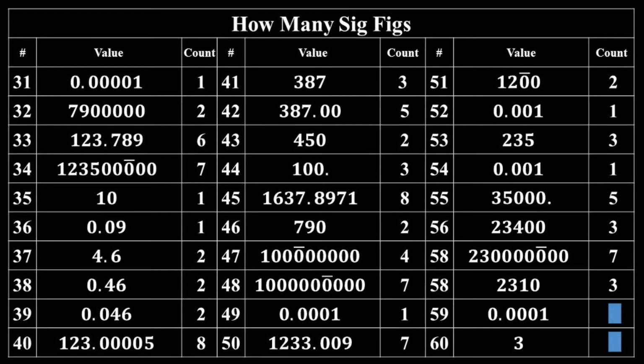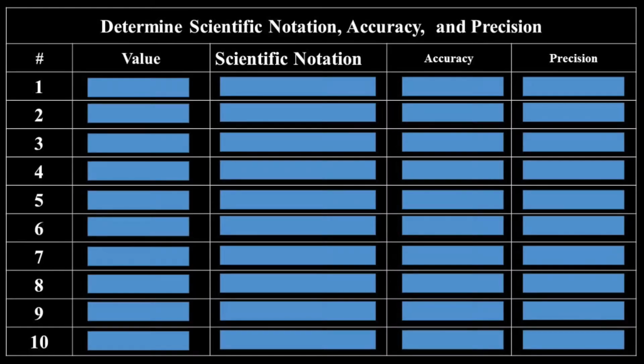All right, so that was 60 problems, 60 measurements, and you figured out the number of significant figures. Now what we're going to do is convert these to scientific notation. Then we're going to determine the accuracy. Then we're going to determine the precision.